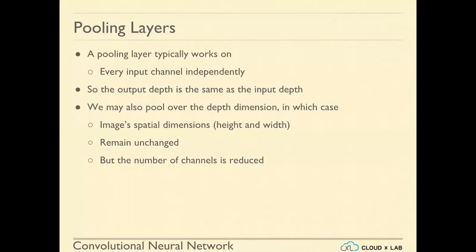Sometimes we may also pool multiple input layers into one. For example, if you want to convert a colored image into black and white, we can pool over the third dimension, which is color, and that way we could reduce the input channels.